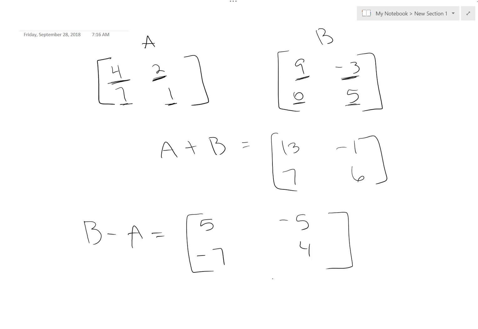The next one is scalar multiplication, which is just putting a number outside, like a coefficient. So let's say I want to multiply this one times 2. I can just multiply everything inside times 2. This is an easy one. 2 times 4 is 8, 2 times 2 is 4, 2 times 7 is 14, 2 times 1 is 2. So that's scalar multiplication. That's all the first section.